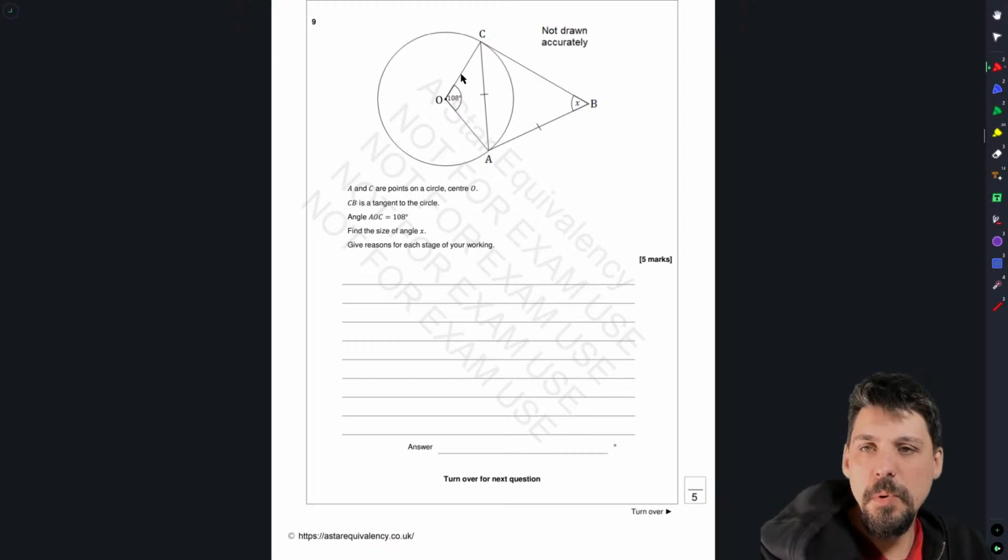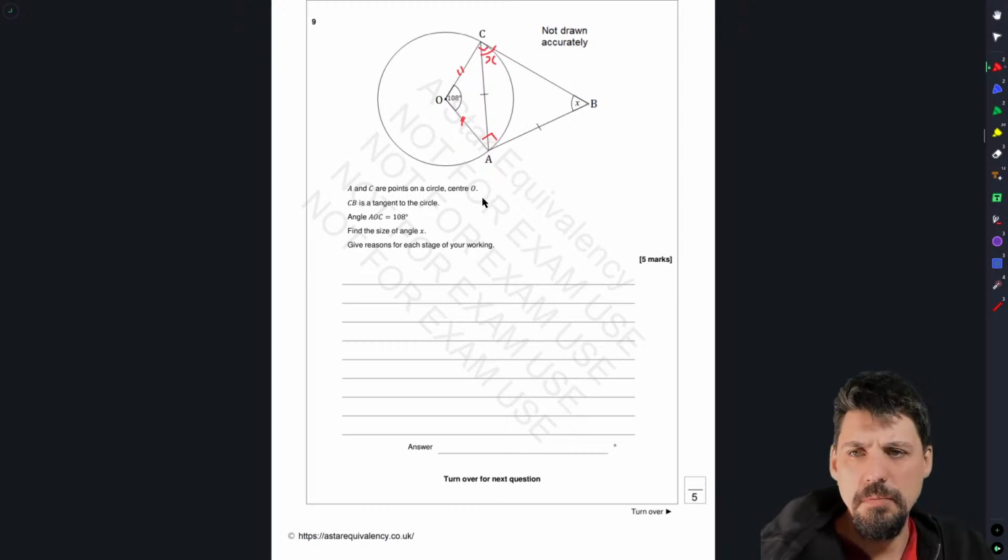Nice little circle theorems. What we got here? We've got, I don't know. I'm not even going to look at the question. Let's just see what we can figure out. That's 180. These are right angles. So what do we need?